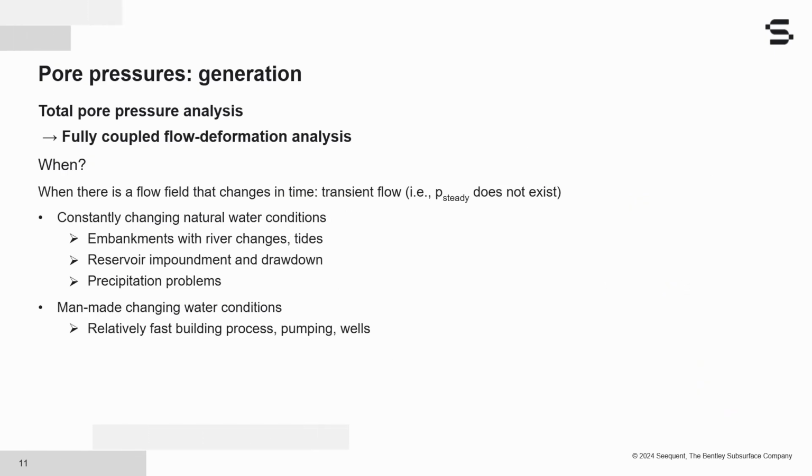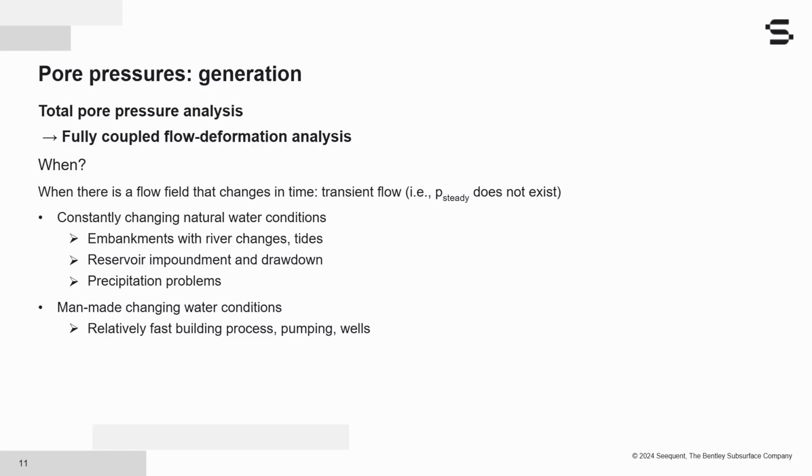Now, although we are not going to talk about the total pore pressure analysis any further in this presentation, it is worth mentioning a few things about it and also when we want to use it. This type of analysis can be used only in a fully coupled flow deformation analysis. And just to refresh everybody's memory, a fully coupled flow deformation analysis is used when it is necessary to analyze the simultaneous development of both the deformations and the pore pressures in any saturated or partially saturated soil as a result of a time-dependent change in the hydraulic boundary conditions. So we expect our flow field to change in time, and therefore we have a transient flow, essentially.